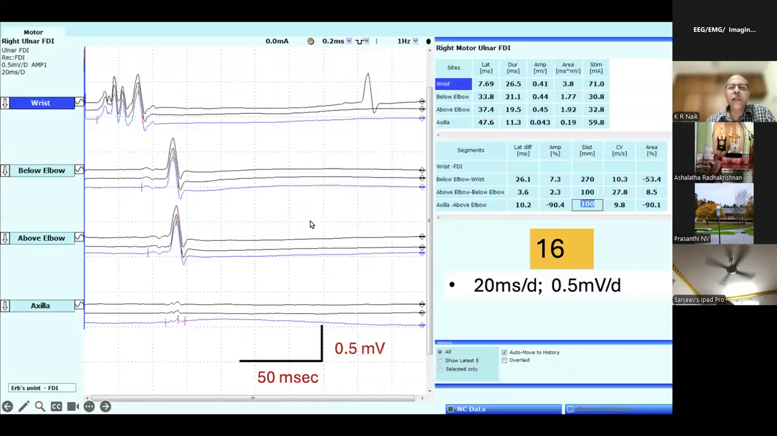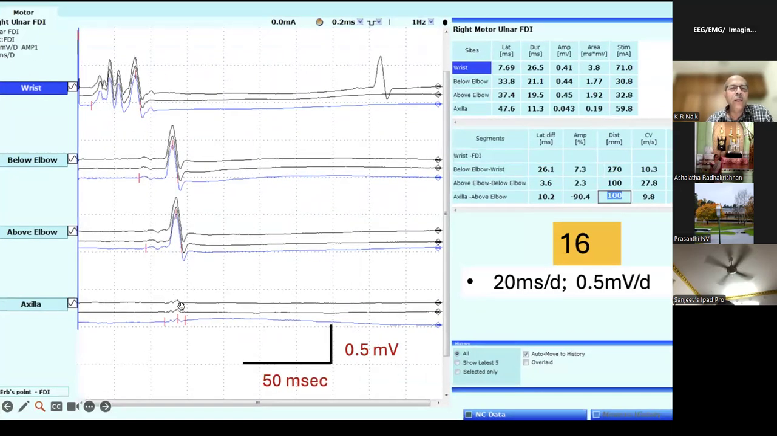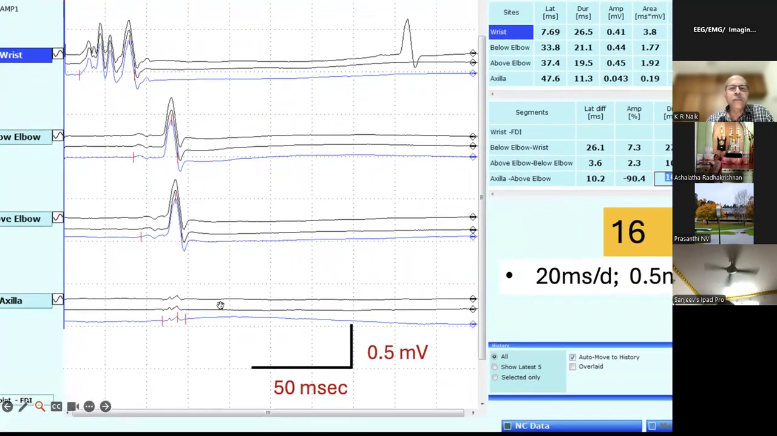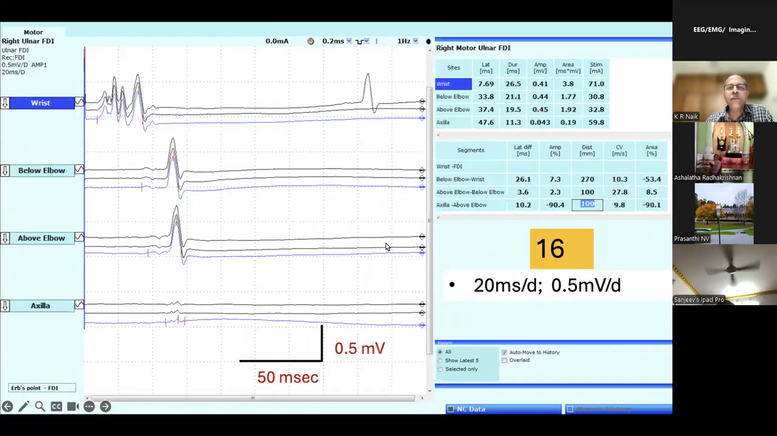Then you have to look at the graph. So what is obvious, we have shown you the numerical data. Then you have to comment on the waveforms that you are seeing at wrist, below elbow, above elbow, and in the arm. So there are 3-4 abnormalities which we are going to document and tell us.